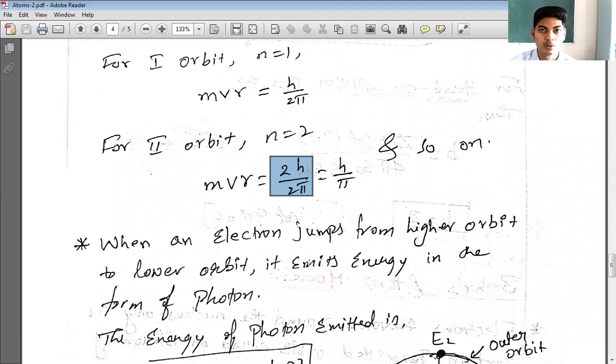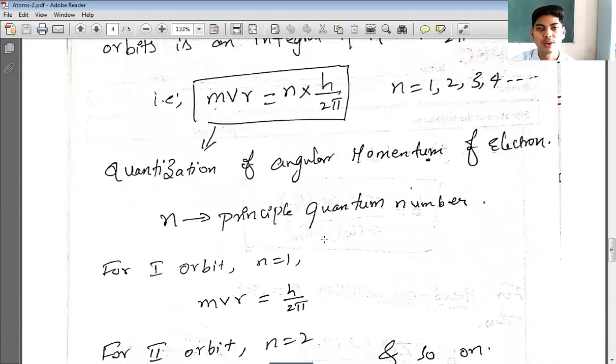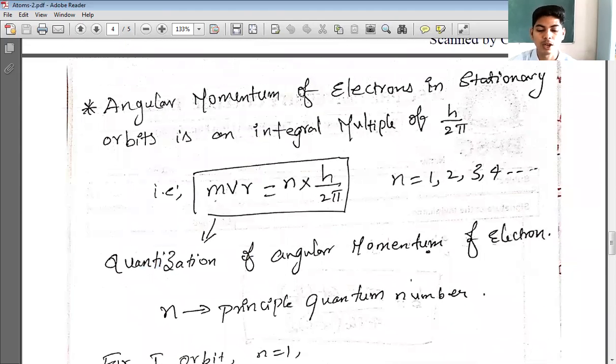Angular momentum of electron may be 3h by 2 pi, 4h by 2 pi, 3.5h by 2 pi, 3.6h by 2 pi, 2.1h by 2 pi are not possible. Only definite values of angular momentum of electron are possible in its orbit, right?